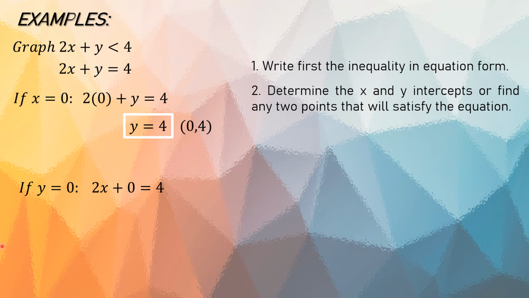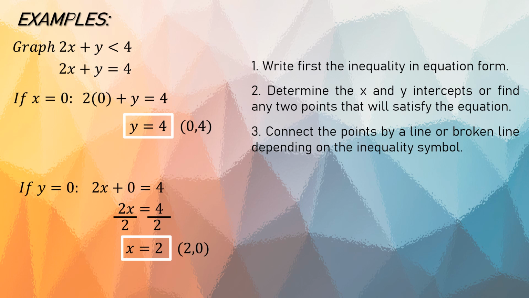Next, if y is equal to 0, 2x plus 0 is equal to 4. Yung y, pinalitan na natin ng 0, kaya naging 2x plus 0 equals 4. And then next, the resulting equation will be 2x equals 4. Pero wala pa tayong value ng x dahil merong katabing numerical coefficient ang variable x. So, paano gagawin natin? We have to divide both sides by 2. Therefore, the value of x is 2 and the x-intercept is 2, 0. Next step, connect the points by a line or broken line depending on the inequality symbol.